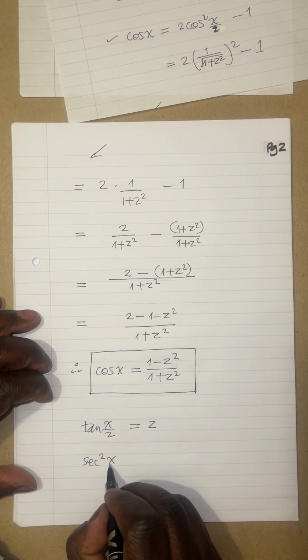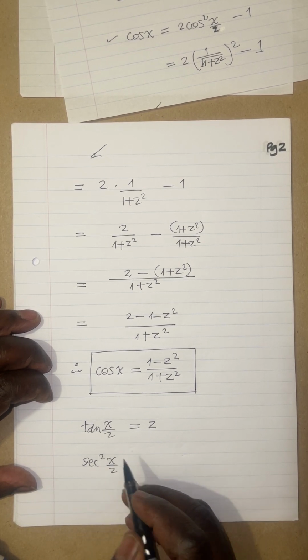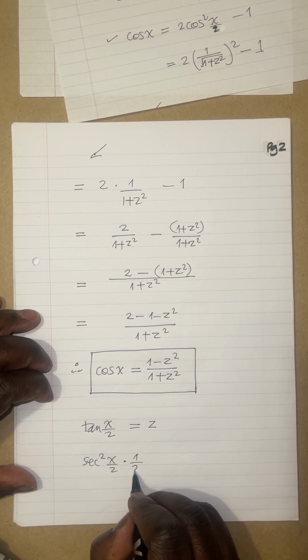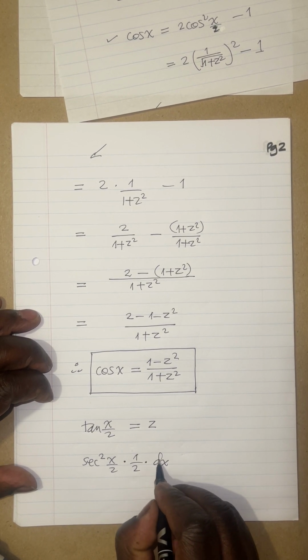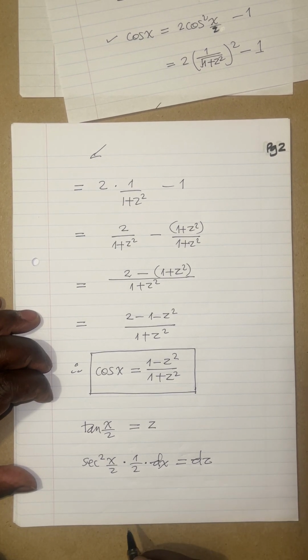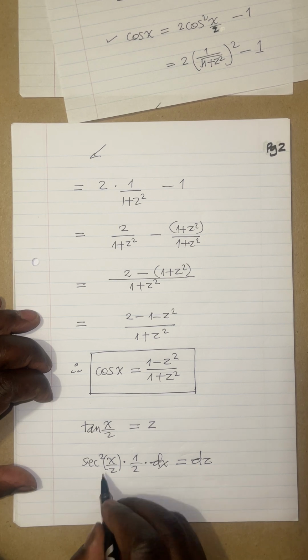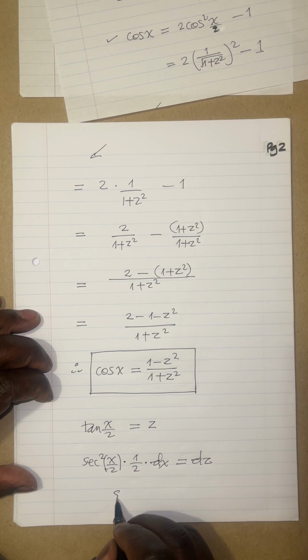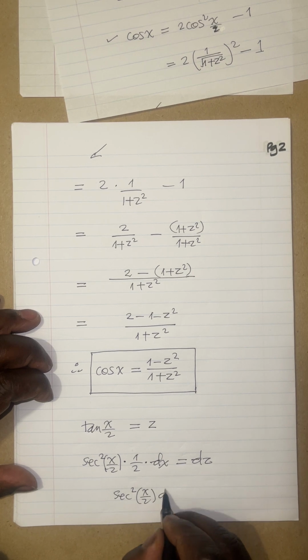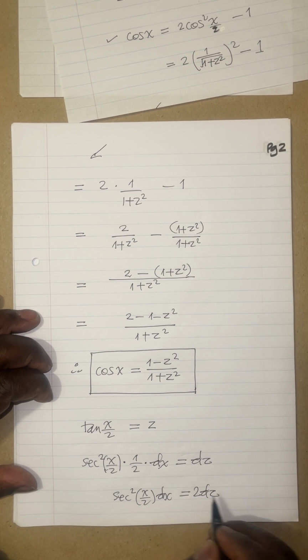Sec squared x over 2, remember chain rule, we multiply by the derivative of x over 2, which is just 1 over 2. And then we say dx. And this is just going to be equal to dz. And multiplying by 2 both sides, remember this is one angle. So what we have now is sec squared of x over 2 dx will be equal to 2 dz.